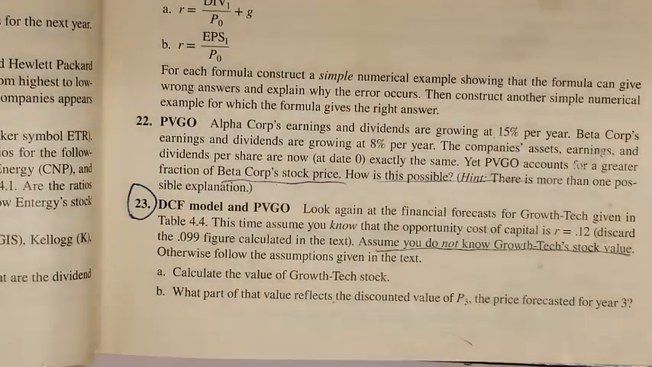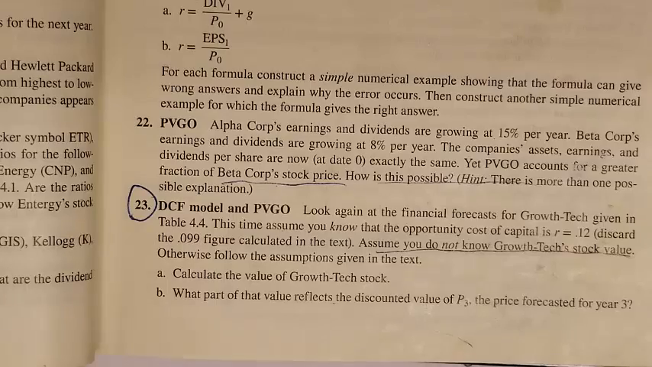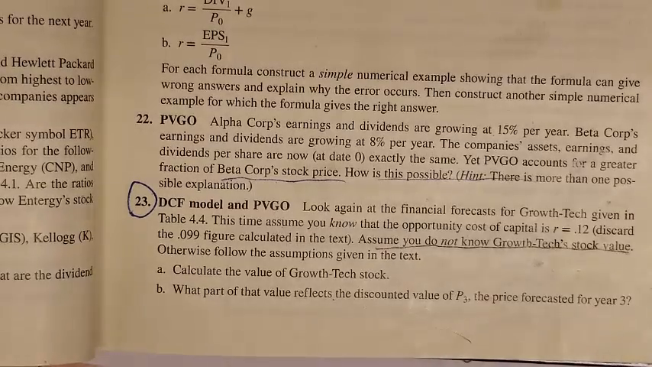Okay, so problem number 23, I'm going to switch to number 23 from chapter 4 now. Again, let me just read through this. It says, look again at the financial forecast for Growth Tech given in table 4.4. This time, assume you know the opportunity cost of capital is 12%.